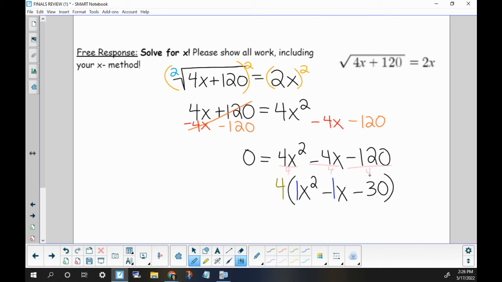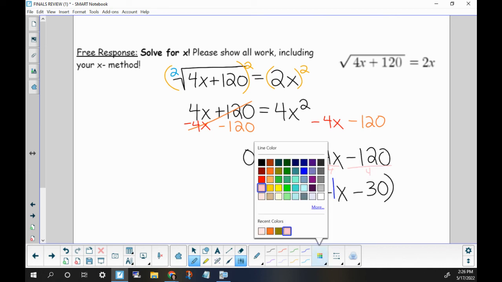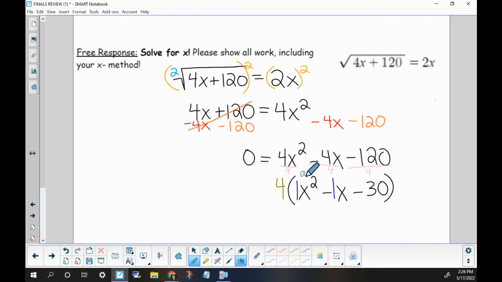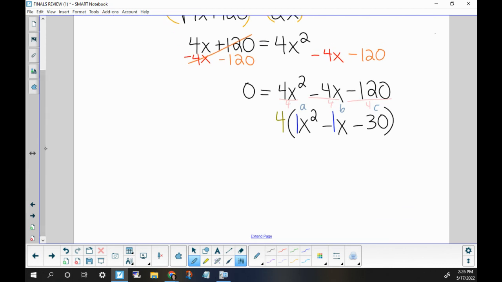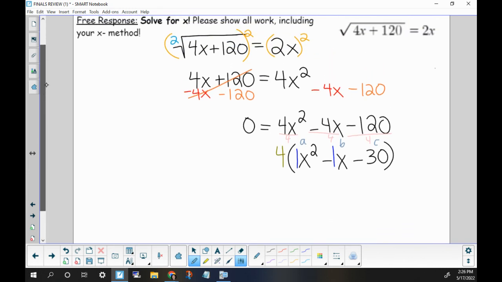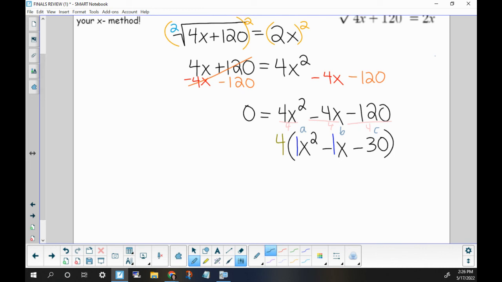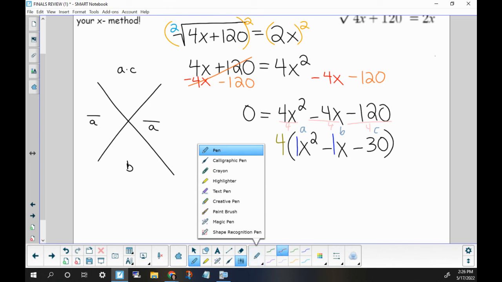Now we're set with our A, our B, and our C. All right, now we can do our X. Remember, A times C, we got a B, we got something over A. What is A times C here? Negative 30.